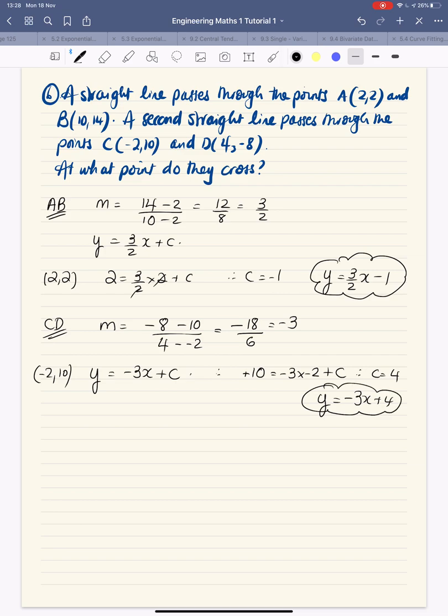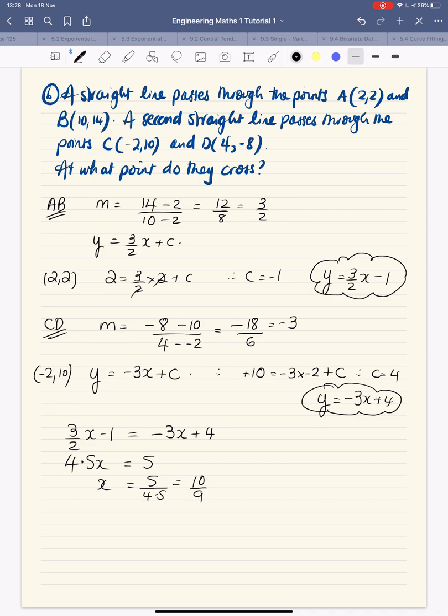Okay, so when they meet, this line equals this line. So we've got 3 over 2x minus 1 is minus 3x plus 4. So this is 1.5 x's on the left, and we add the 3 x's over. So it's going to be 4.5x is 5. So x is 5 over 4.5, that's an unusual number. 10 over 9. Why do I feel like there's a mistake there somewhere?